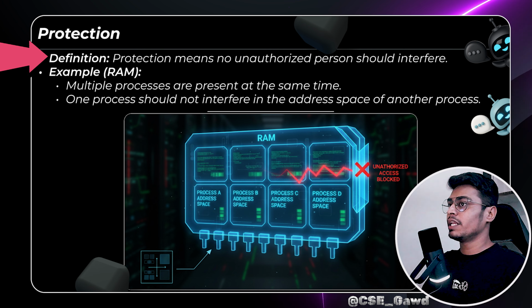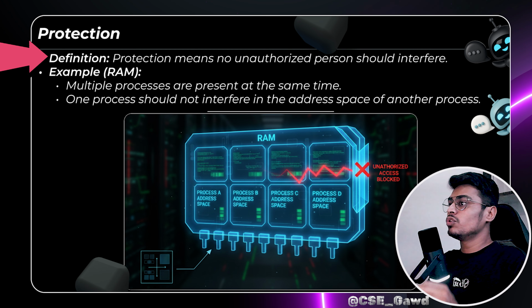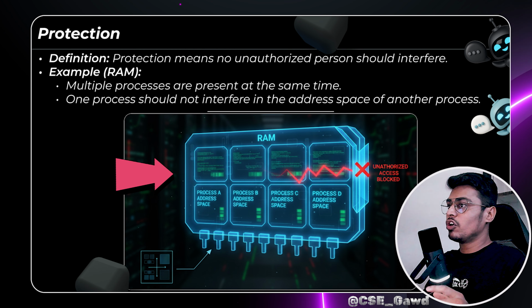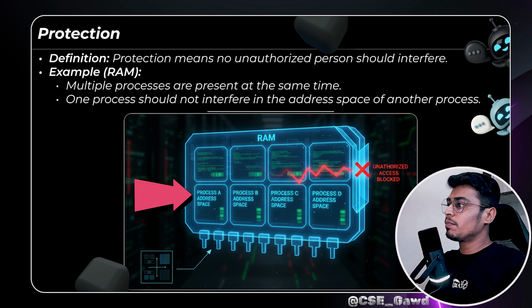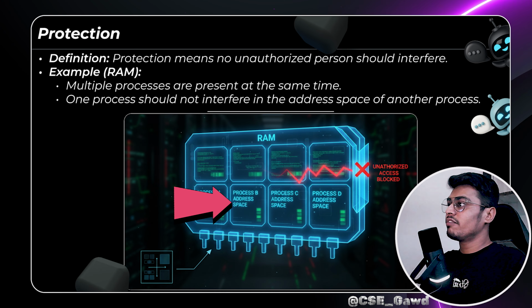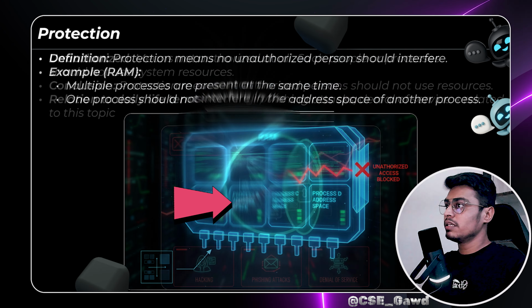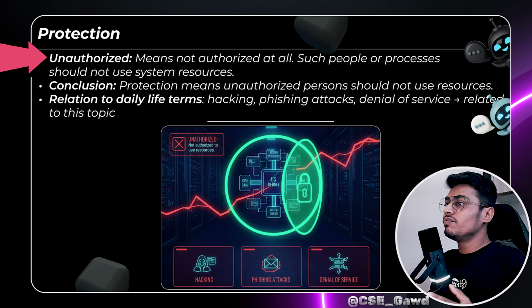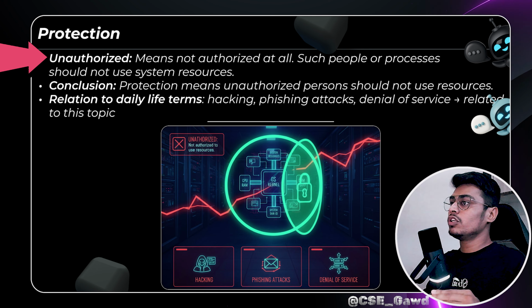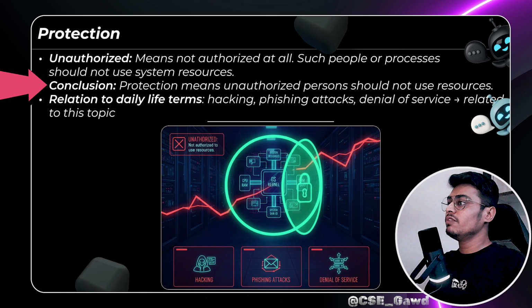What does protection mean? That no unauthorized person should interfere in our system. Like we talk about RAM. In RAM we have multiple processes present at the same time. So we want that one process should not interfere in the address of any other process. And unauthorized means that which we have not authorized at all. Those people or particular process should not use our resources. So basically what is protection?